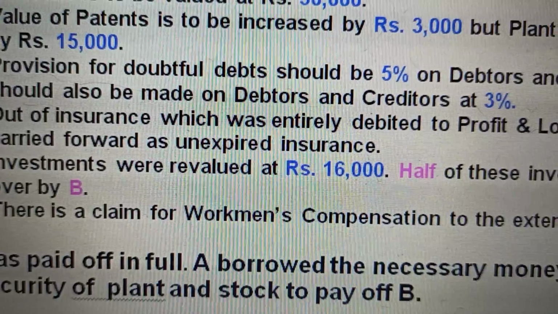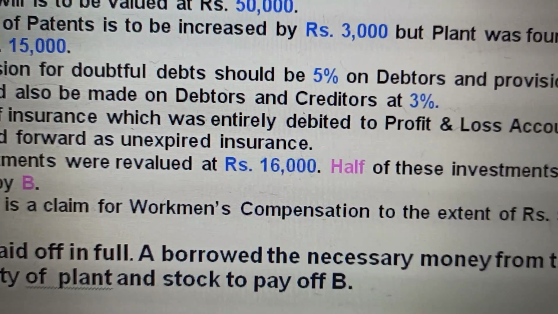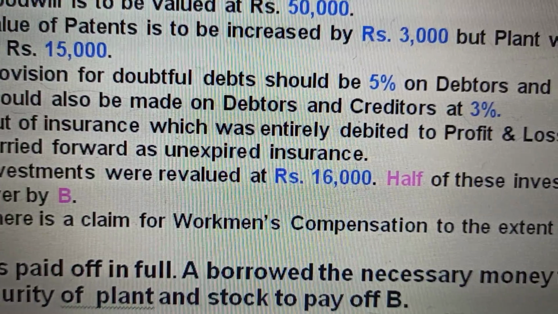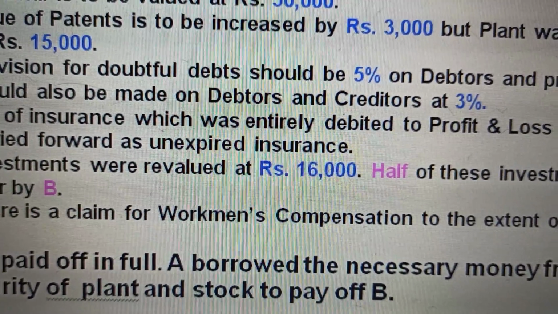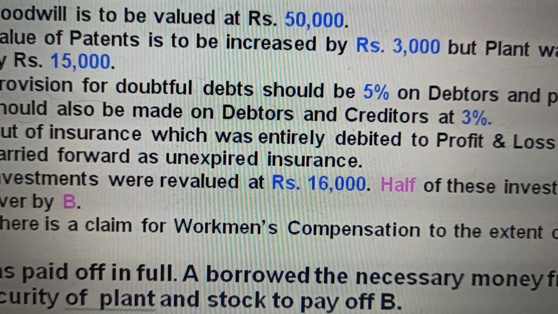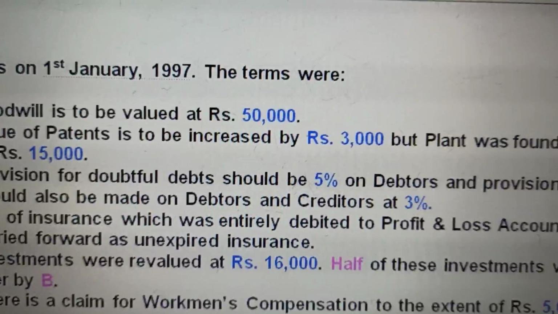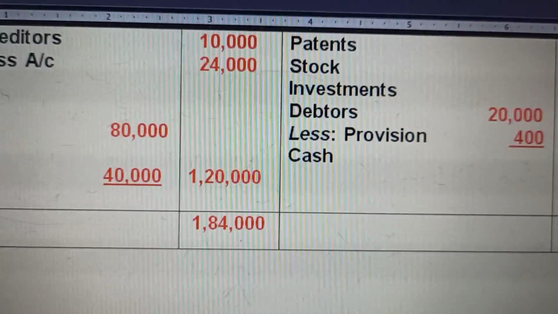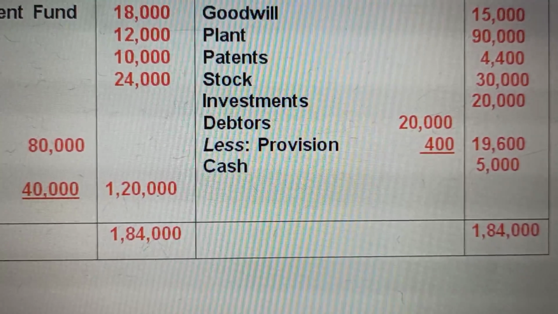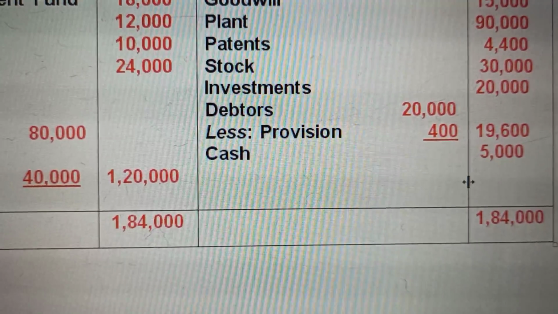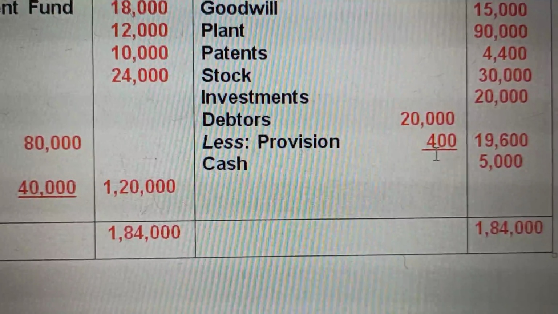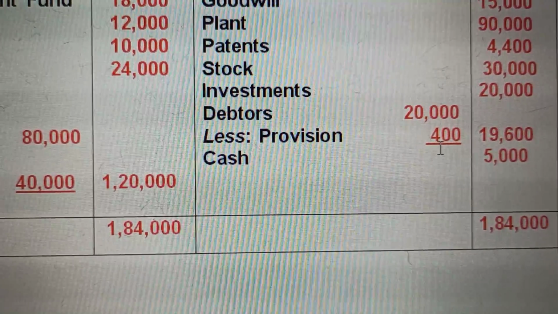Provision for doubtful debts should be 5% on debtors, and provision for discount, you find out 5% on debtors. Your provision for doubtful debts should be 5% on debtors. And what are the debtors they have told us? Let us see. The debtors given to us are rupees 19,600, 20,000 less the provision. So it should be 5% on debtors. They have said it should be 5% on debtors.